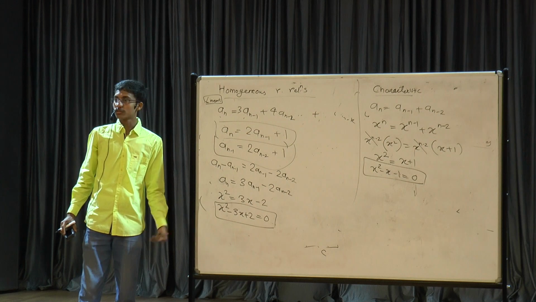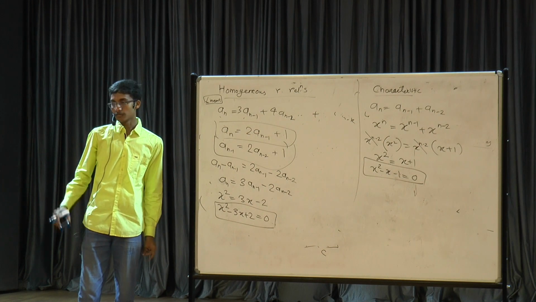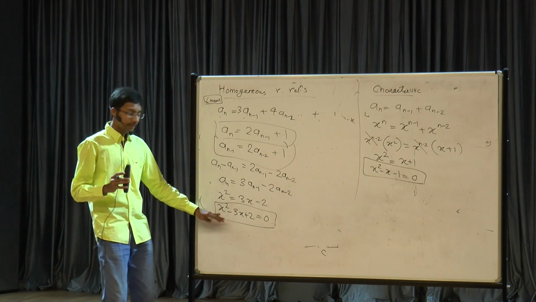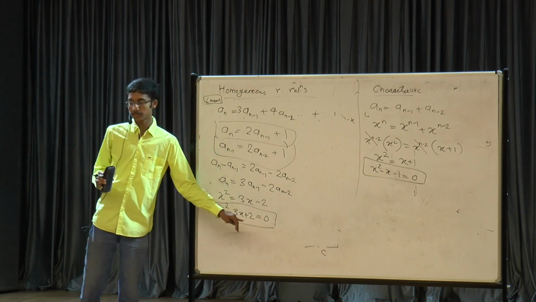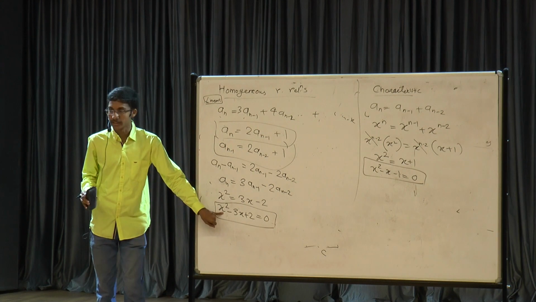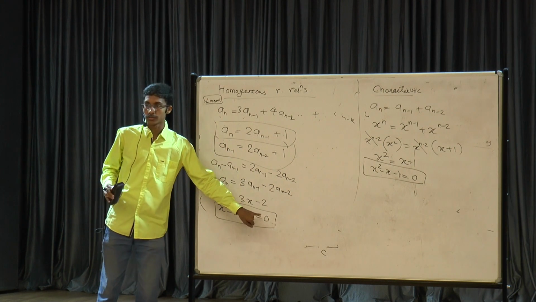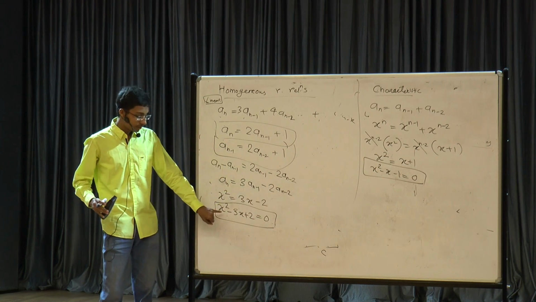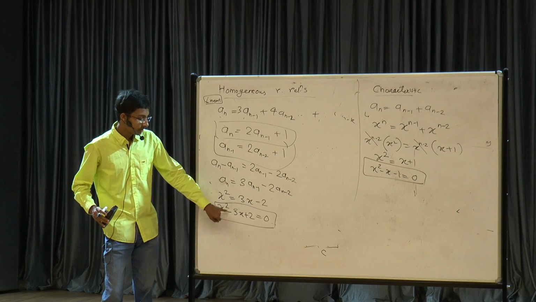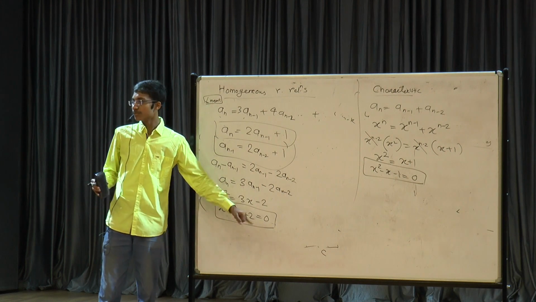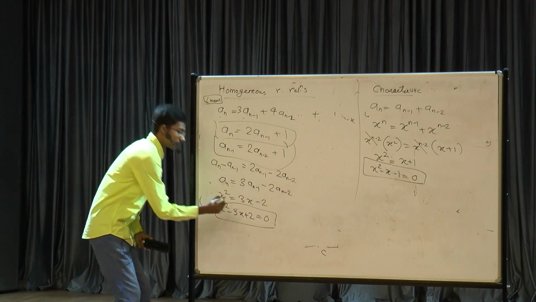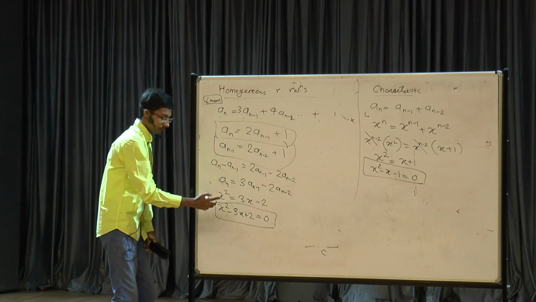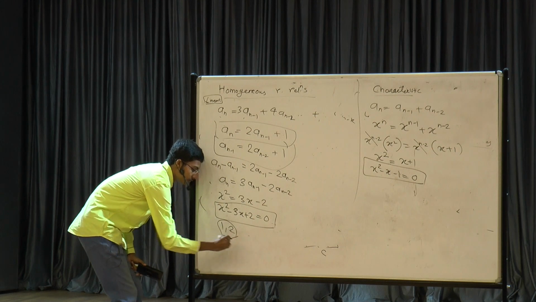Do you guys know the roots of this? 1 and 2. People who don't know about roots, they are the values for which this is satisfied. You see, if I put x equal to 1, this becomes true, right? 1 minus 3 plus 2, that's 0. If I put the value 2, this becomes 4 minus 6 plus 2, that's also 0. So now this is a polynomial of degree 2, which is why it has two roots, 1 and 2.